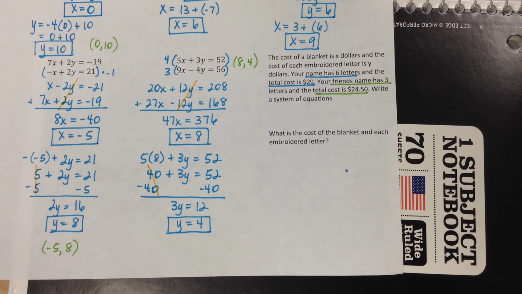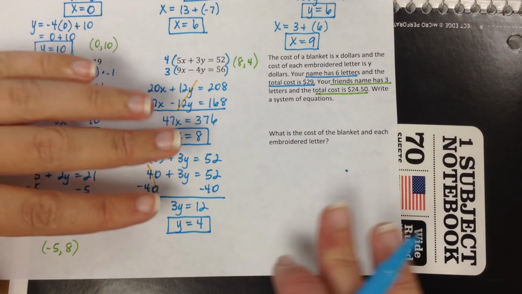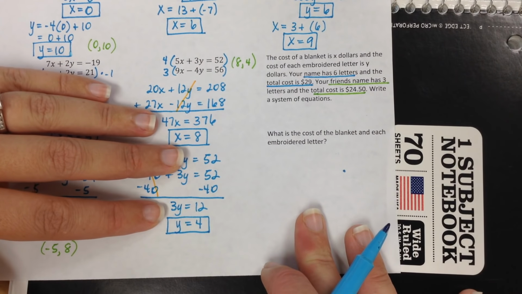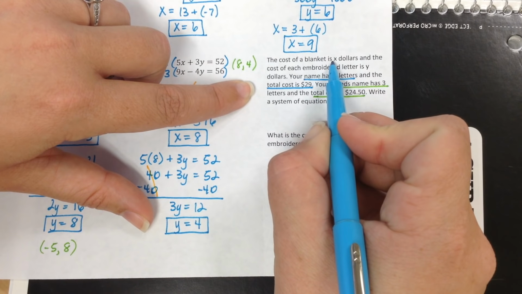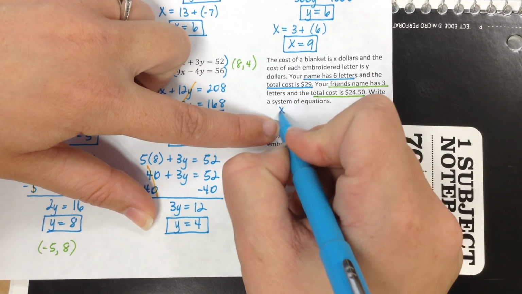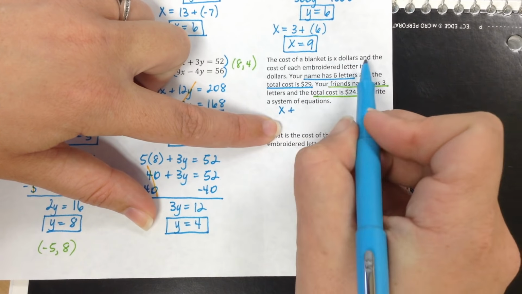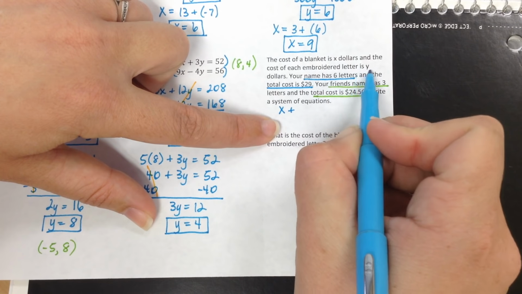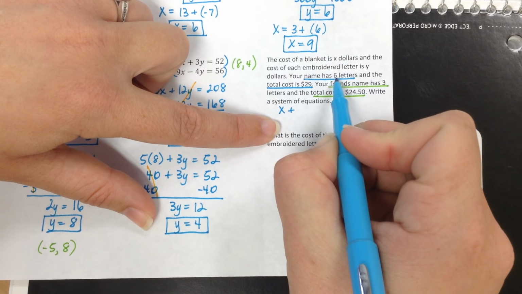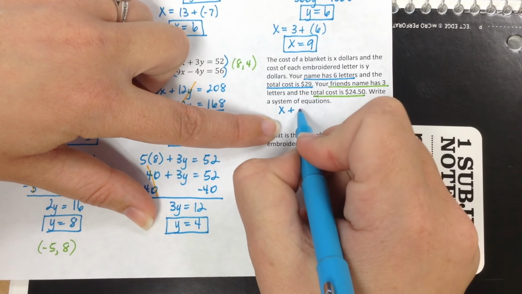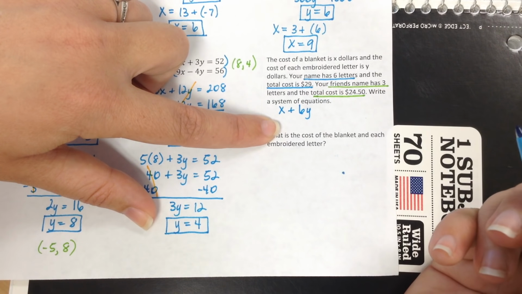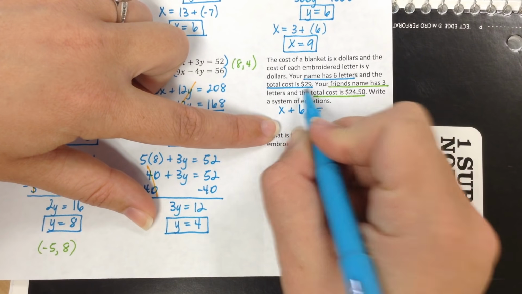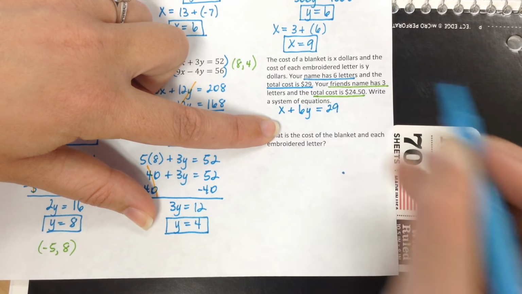Pause this video and see if you can write 2 equations that go along with these sentences. We're going to have to pay for the blanket, so 1 blanket, plus the cost of each embroidered letter, which is Y. It says my name has 6 letters, so I've got 6 letters times however much it costs per letter. And all of this added up gives me $29.